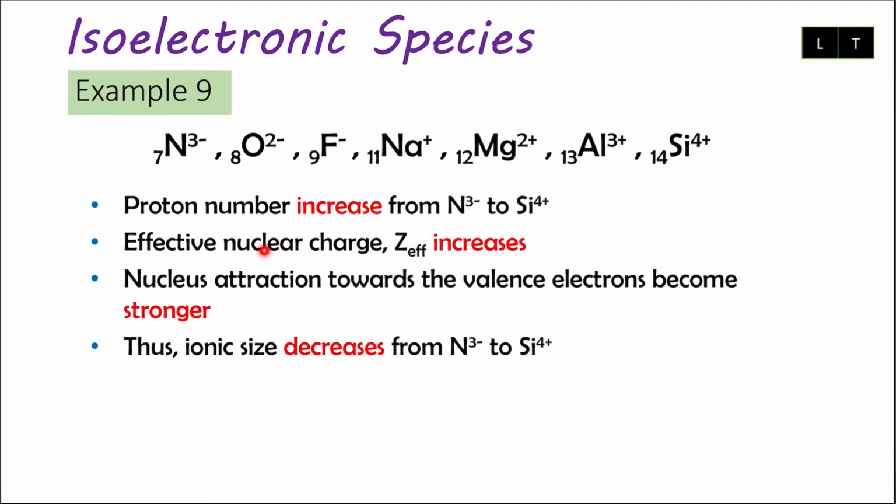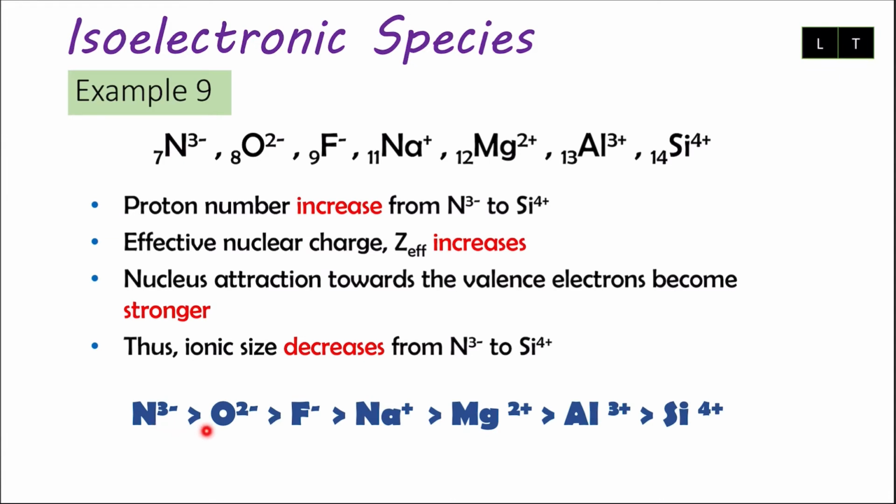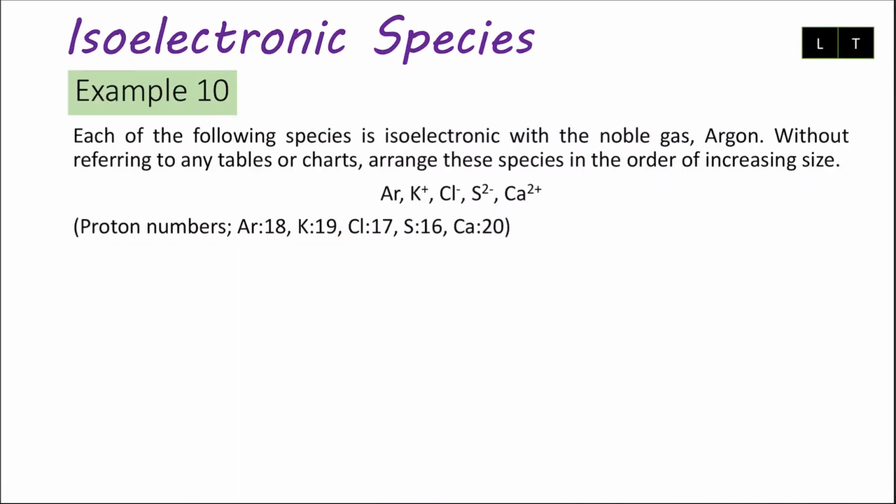When the proton number increases, the effective nuclear charge, Zeff, also increases. Then the nucleus attraction with the valence electrons becomes stronger. So the ionic size will decrease from N3- to Si4+. So how do I write the arrangement right now? I will start with the greatest one, N3-, followed by O2-, and so on, with Si4+ as the smallest ion.